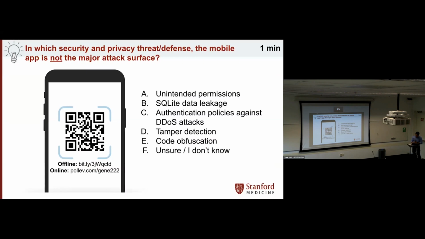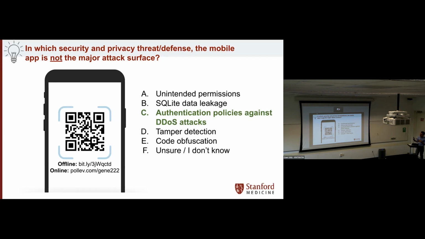So another question: in which security and privacy threat do you think the mobile app is not the major attack surface? So that's the final number. Yeah. So we have 43% for code obfuscation, and 25% for authentication. Okay, 40% for code obfuscation and 20% for A, B, and C. And the answer is actually C, authentication policies against DDoS attacks.